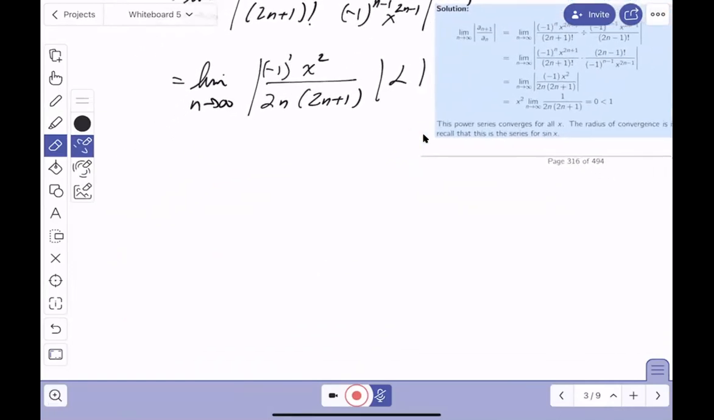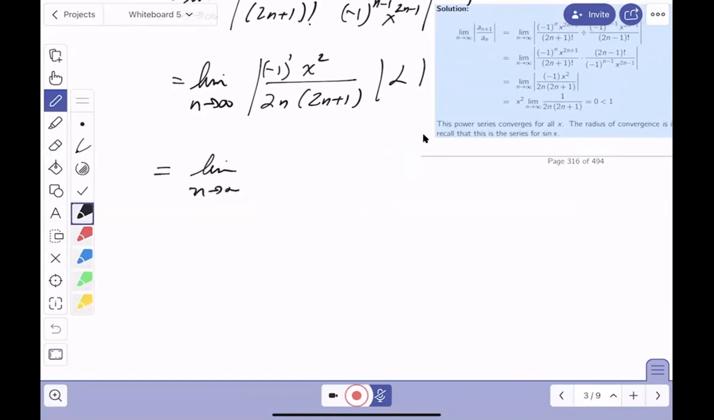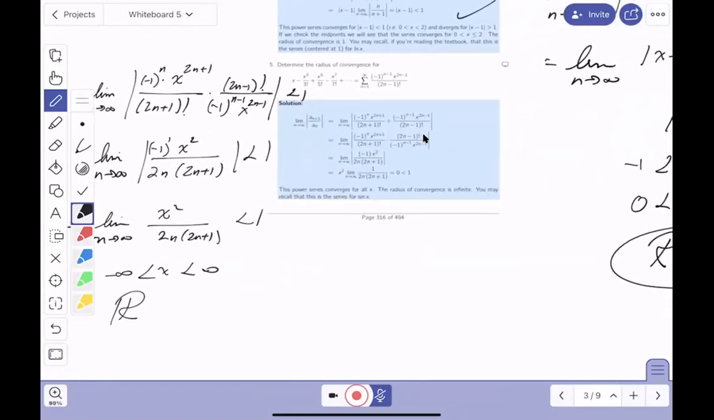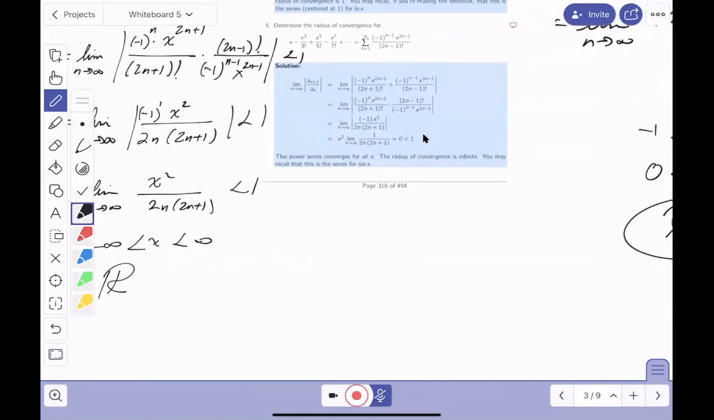Let's write this down now. And what do you get? Sorry about that. You get the limit, n goes to infinity, that's going to be x squared. The absolute value of that is x squared. And the bottom, you're getting 2n times 2n plus 1, less than 1. This is true for all real numbers. Right? What do I mean by that? The limit of that is 0 for any finite x. So what could x be? Any number between minus infinity and infinity. So it's all real numbers. What was our question though? Determine the radius of convergence. The radius of convergence is infinite, all right?